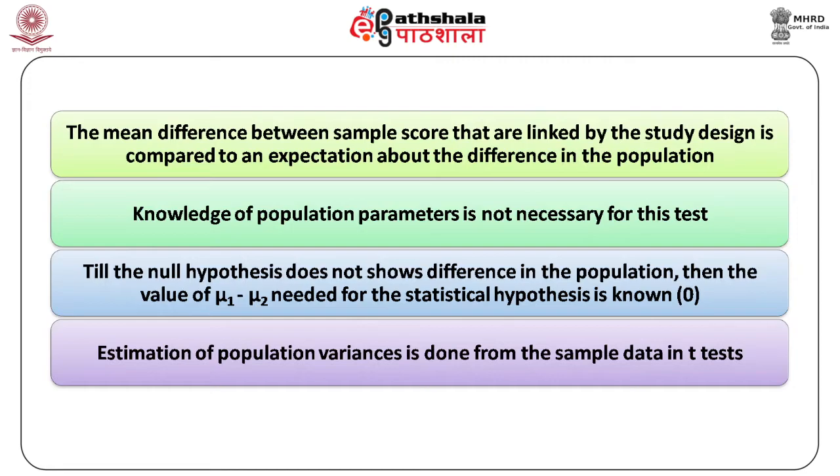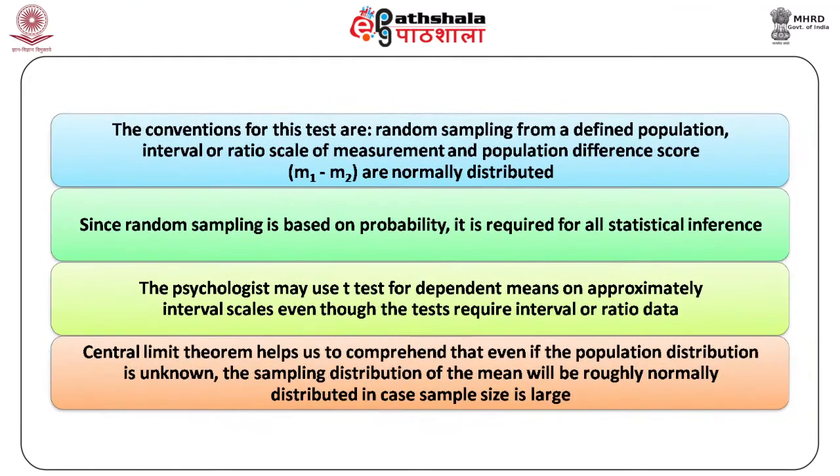Till the null hypothesis does not show difference in the population, then the value of mu1 minus mu2 needed for the statistical hypothesis is known, 0. Estimation of population variances is done from the sample data in t-tests. Testing of hypothesis can be done by meeting the given set of conventions.